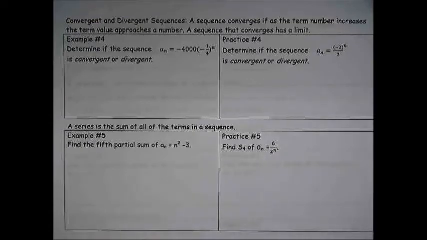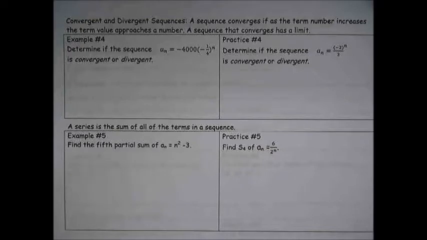If I'm taking a number and I'm cutting it in half, 10 and then 5 and 2.5 and 1.25, my answer is going to get smaller and smaller, and it's going to get closer and closer to 0. So a sequence converges if, as the term number increases, the term value approaches a number. And so that would be the one I said where I was cutting in half, it gets closer and closer to 0. And that sequence has a limit, which we studied in chapter 1.